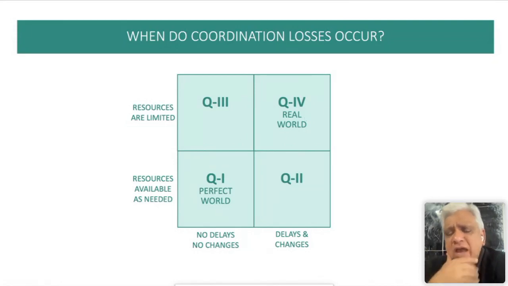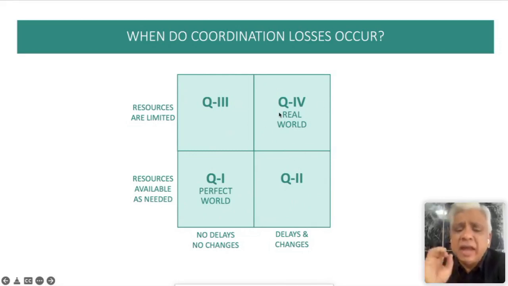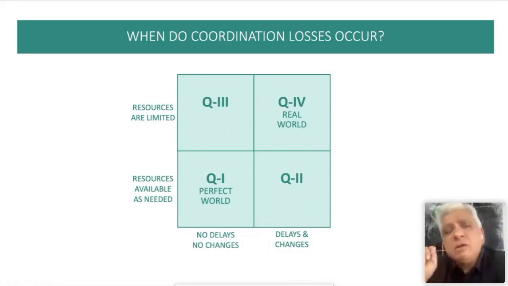Right? So the question I'm going to ask you is, when do you think the coordination losses occur? In this perfect world, when everything is going exactly as planned and all your resources are available when you need them? Or in the real world, you have coordination losses, or maybe in the other two quadrants here, where quadrant 2 is you don't have a resource problem, but you just have delays and changes. And quadrant 3 is you have a resource problem, but you don't have delays and changes. These are hypothetical worlds, but still think about it for a minute as to when you have the situation where work is waiting for resources or resources are waiting for work.